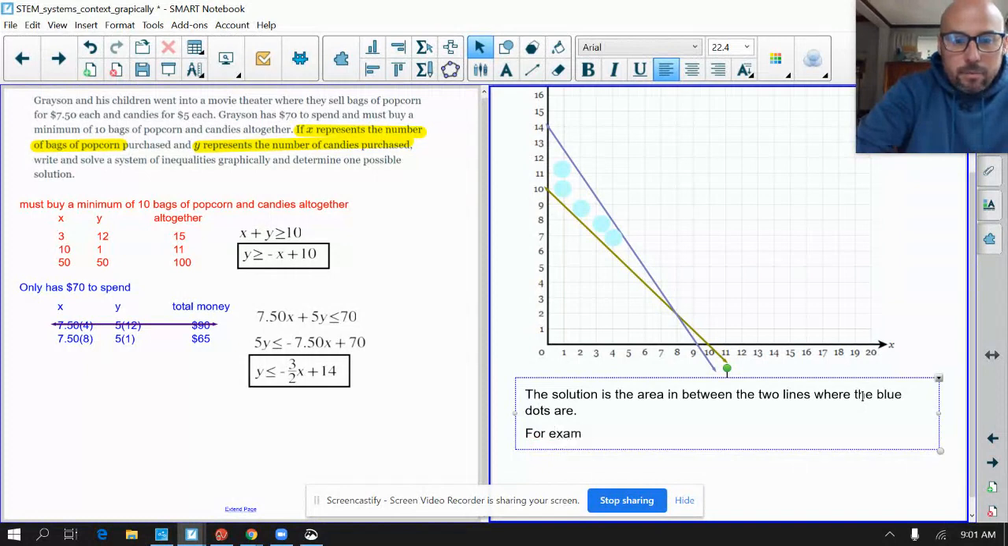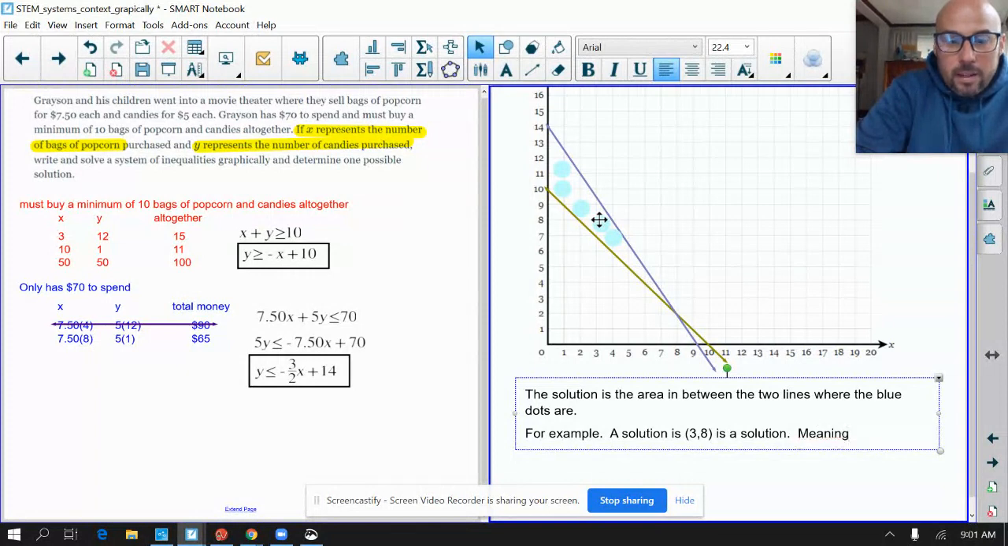For example, a solution is, what's an ordered pair in that region, guys? Pick one. Say it out loud. Okay, good. 3, 8. 3, comma 8 is in there for sure. 3, 8 is a solution. What does that mean? X is 3.